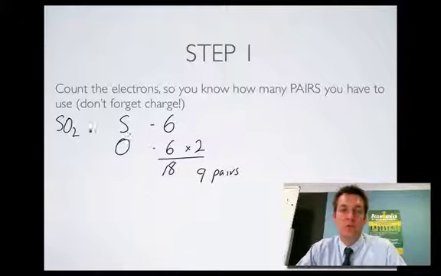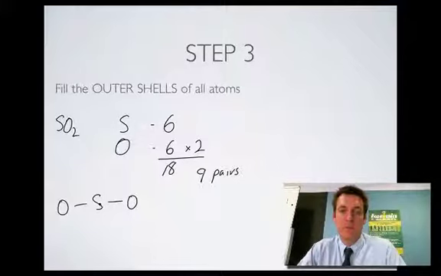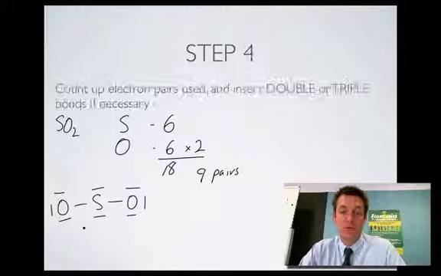Okay, join all the atoms to the central atom using single bonds. There's the central atom because it's the first in the list: S, O, O, using single bonds. Next step is to fill the outer shells of all atoms. Sulfur holds 8 electrons in its outer shell, so it needs another 2 pairs. Same thing for oxygen, except they need another 3 pairs. So they've all got full shells now because they've all got 8 electrons around them.